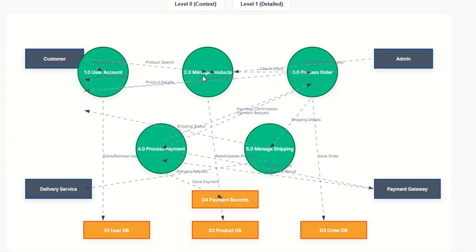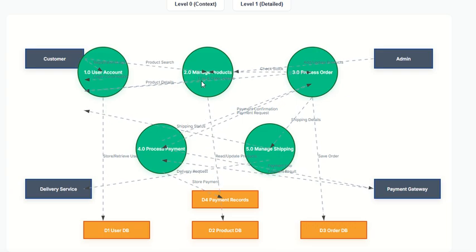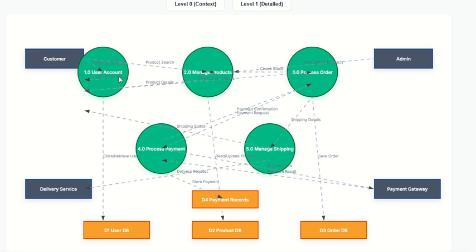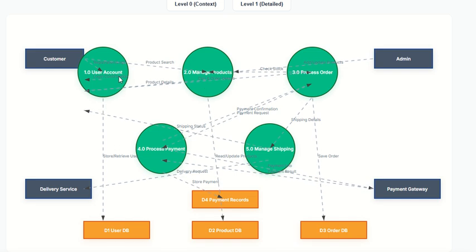The process stores and retrieves user information from D1, using the database. Then after verification, it sends login information back to our customer.